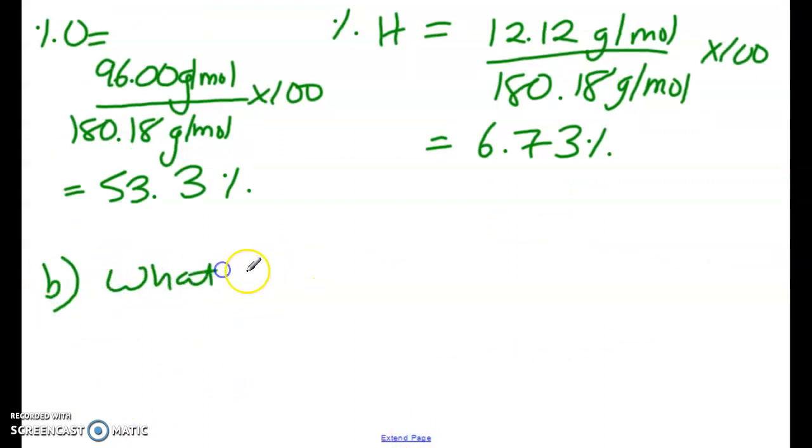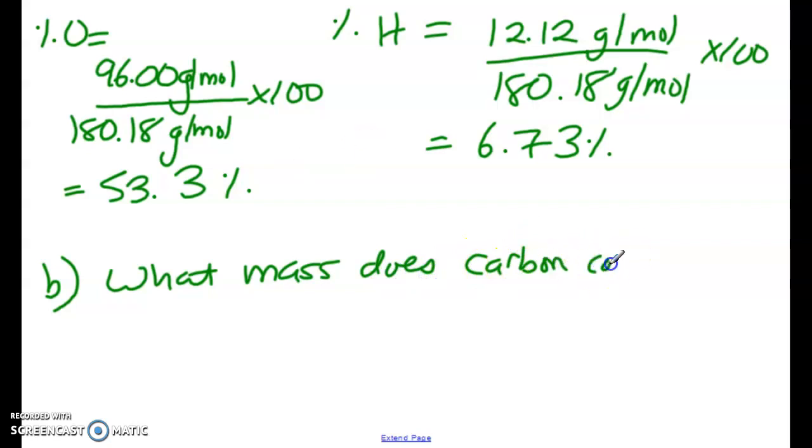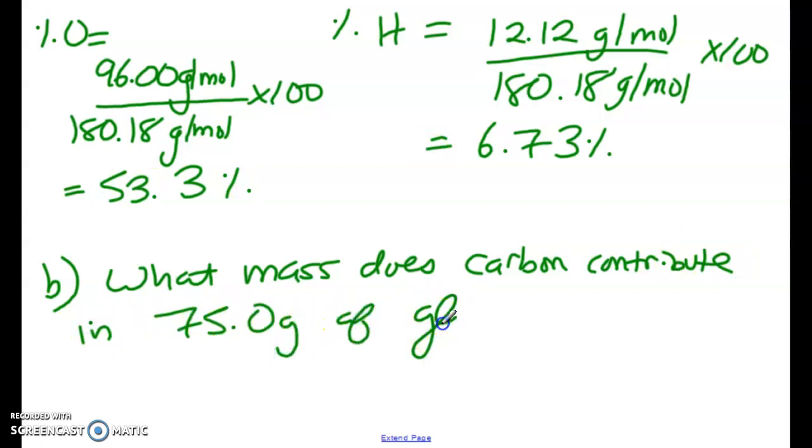Okay, now a very common part B type question to this would be a follow-up, such as what mass does carbon contribute in, let's say, 75.0 grams of glucose? So here we have a mass for our glucose, and we want to know of this 75 grams, what mass is coming from carbon itself.